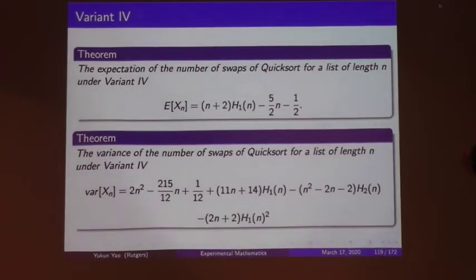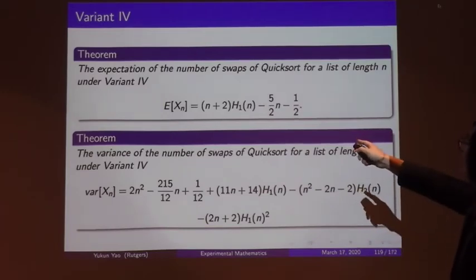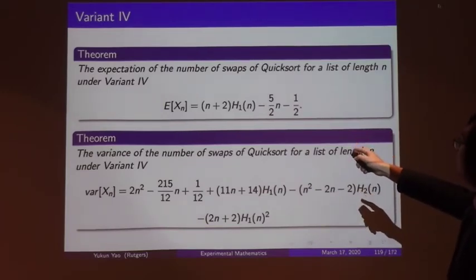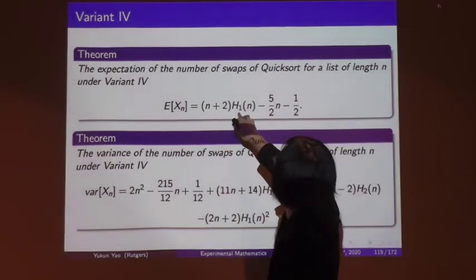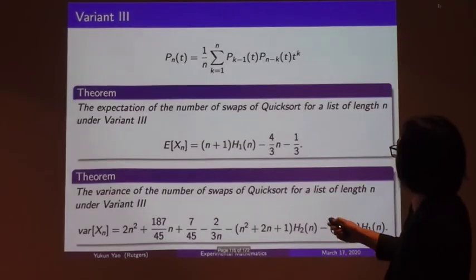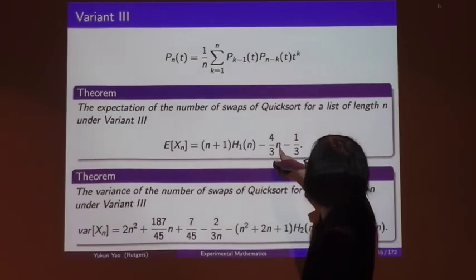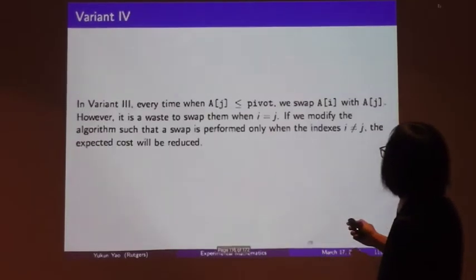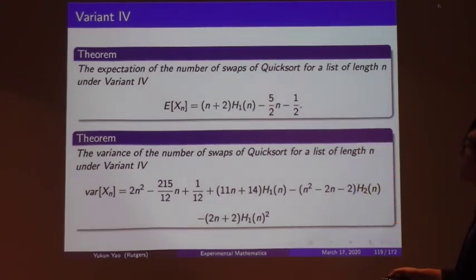So we also have the expectation and the variance. For the expectation, you can see this is indeed better than the first one, because here we have 1 to n log n, and this one is actually log n. It's the same here, n log n. But here, the coefficient of n is minus 4 over 3, while this one is minus 5 over 2. So this one has a better performance.